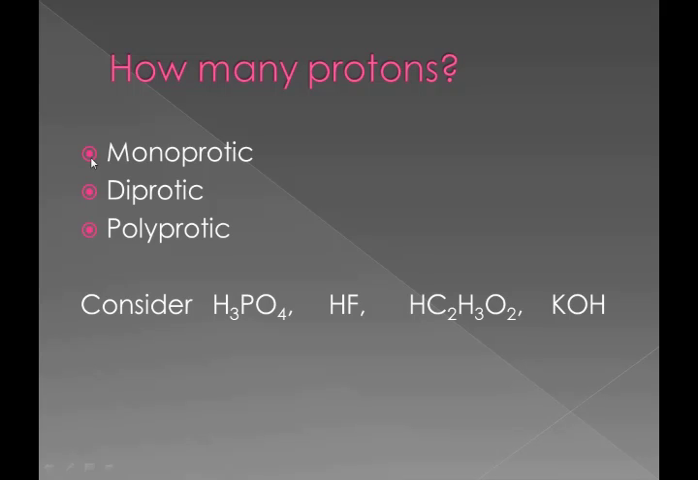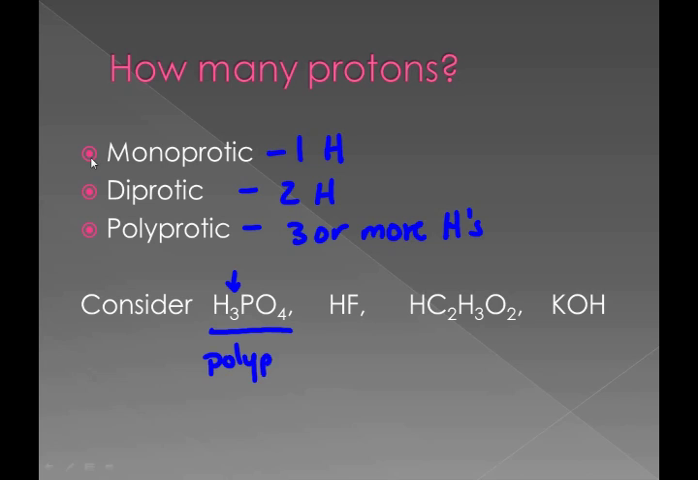One question you may have to answer is how many protons does an acid have? There are different terms that we use to describe them. Monoprotic means I have one H. Diprotic means we have two H's. And polyprotic means I've got three or more H's present. So if we look at H3PO4, we see there's three H's, so we would describe this as polyprotic.